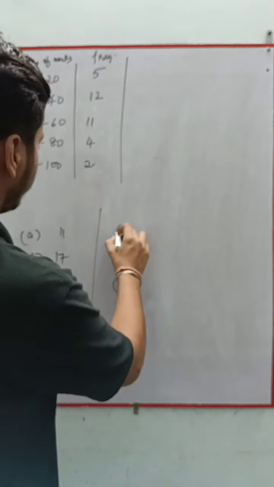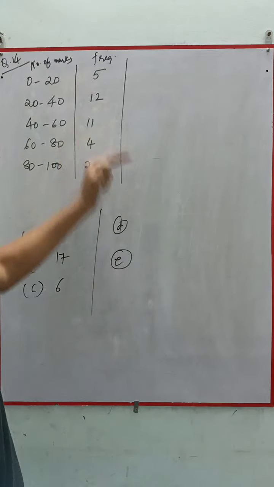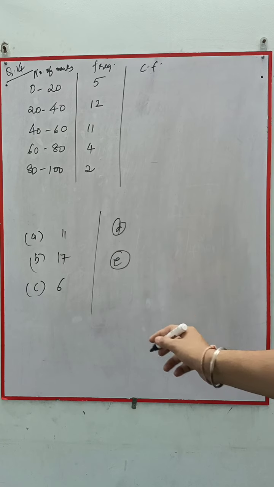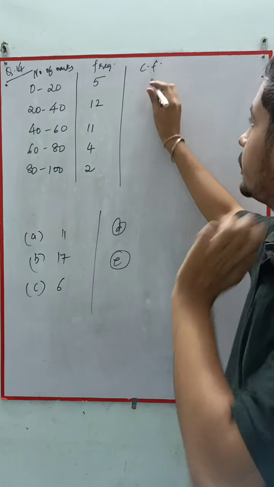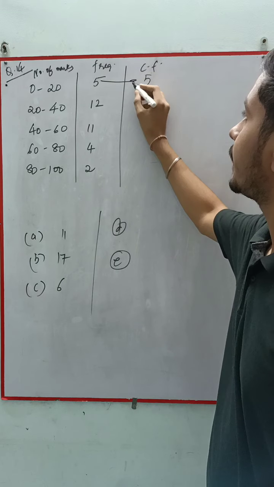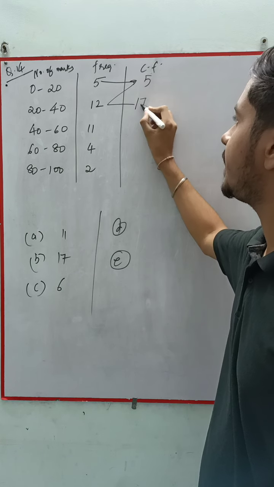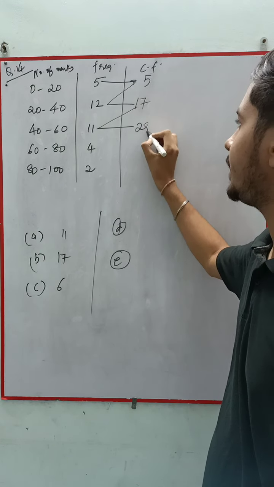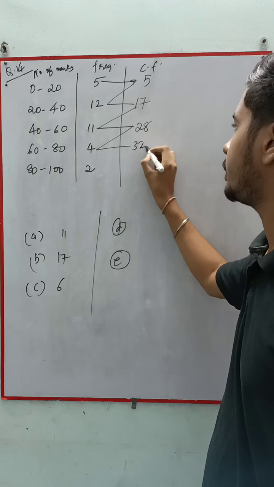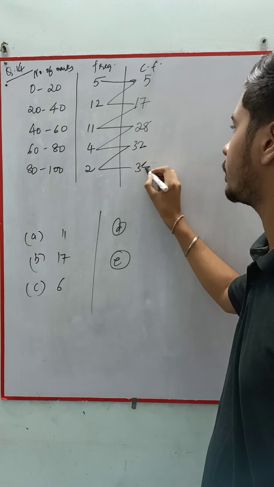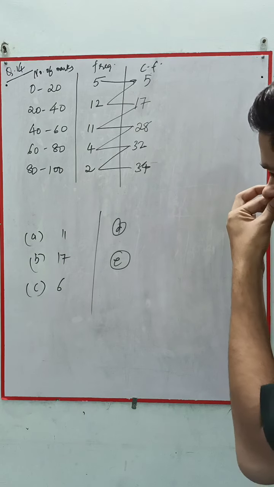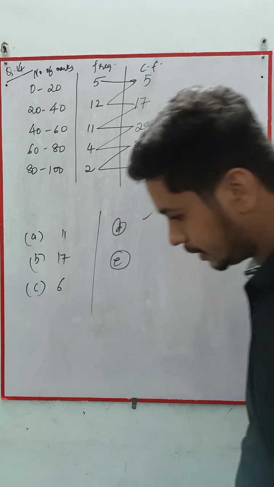Then if you go for the D and E ones, you need to make the frequency table. So how can we make it? The cumulative frequency here will be first 5, then 5 plus 12, 17, 17 plus 11, 28, 28 plus 4, 32, 32 plus 2, 34, like this. Okay, so this one is answered.